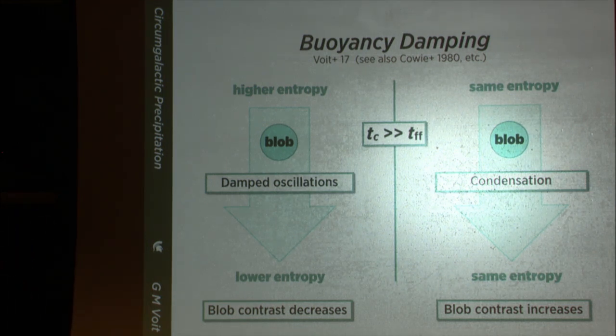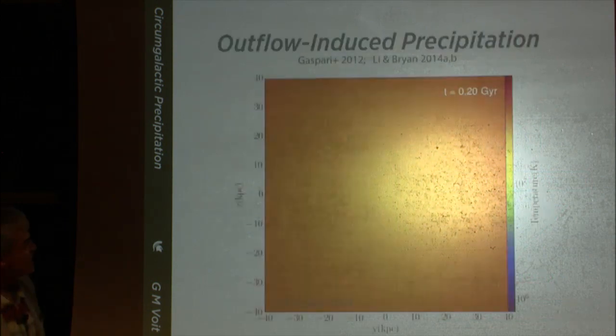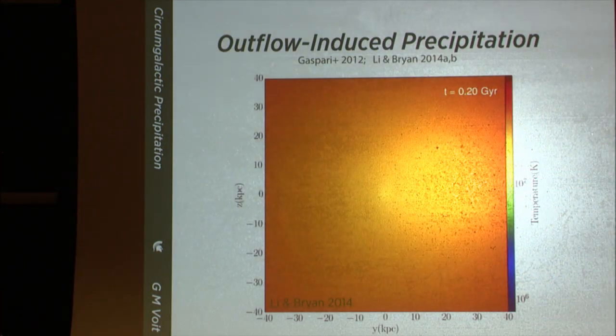And so one of the important features of a system, whether it can condense or not, has to do with what the large-scale entropy gradient is. Okay. And we've called that buoyancy damping in a recent paper, because it didn't have a name before.